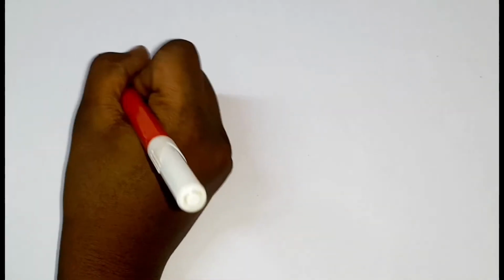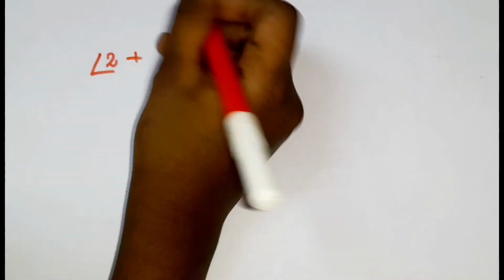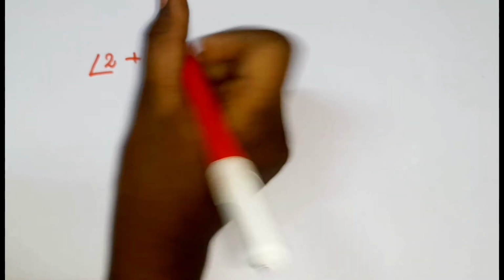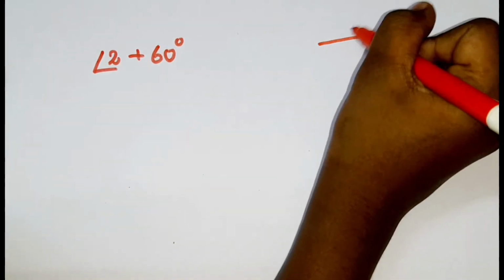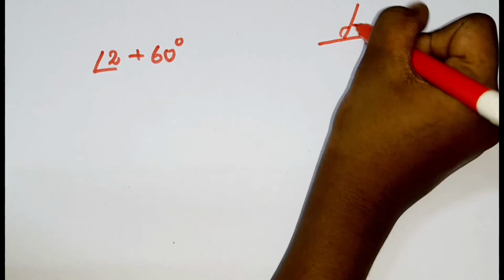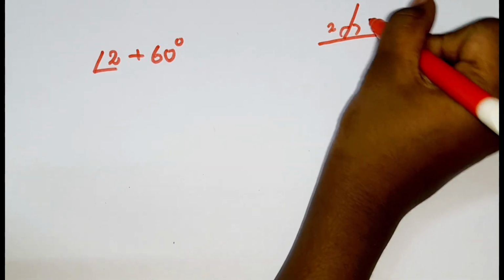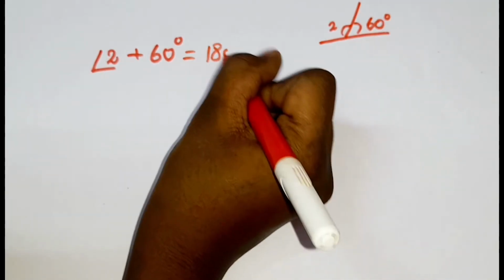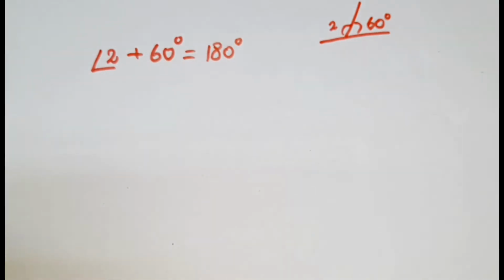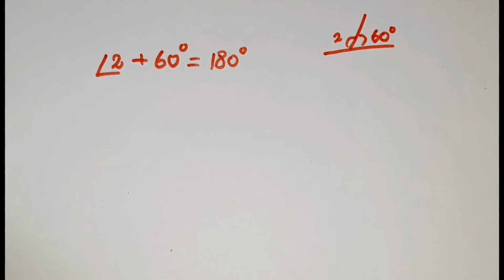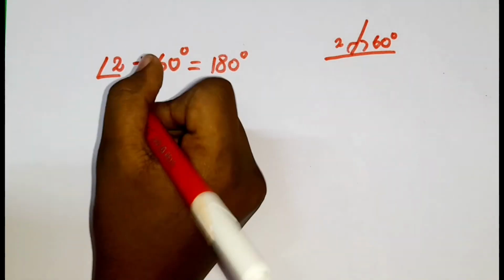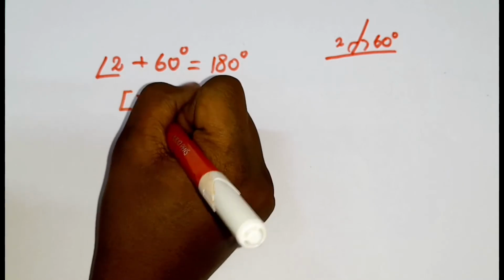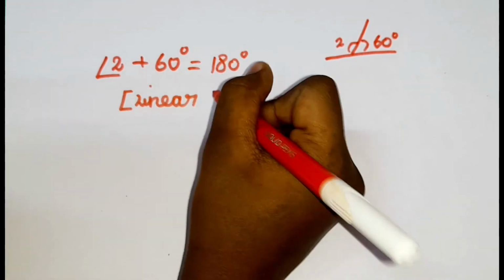Now we can write angle 2 plus 60 degrees, because in that linear pair it was there. We named it angle 2 and this was already 60 degrees. So plus 60 degrees is equal to 180 degrees. Why 180 degrees? Because it's a linear pair. When we add up a linear pair, our answer should be 180 degrees. Just remember it. Let me write linear pair.